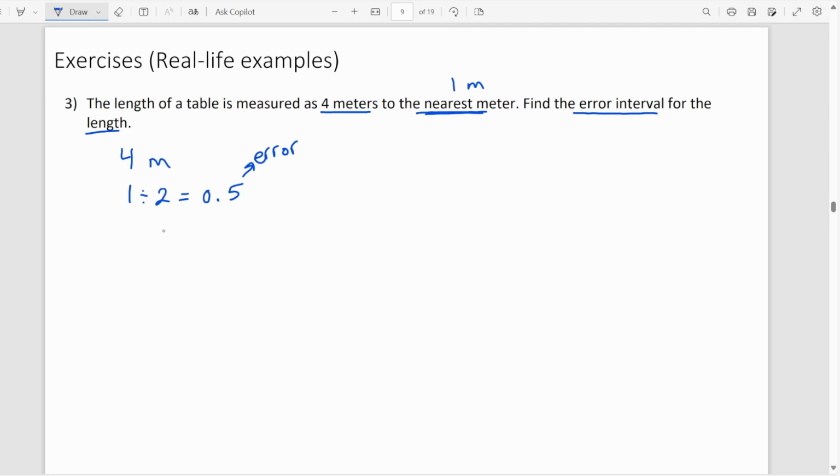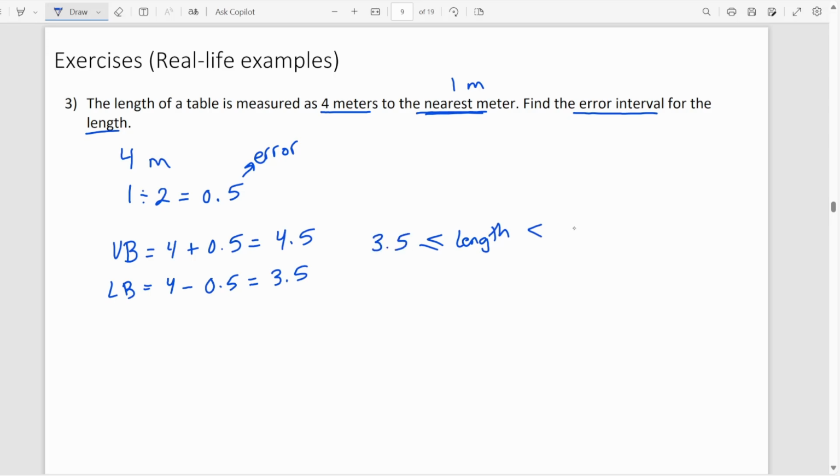So in order to find the error interval, we will find the upper bound and the lower bound. The upper bound is going to be 4 plus 0.5, which is 4.5. And the lower bound is going to be 4 minus 0.5, which is 3.5. So the error interval for the length is greater than or equal to the lower bound, which is 3.5, and is less than the upper bound, which is 4.5.